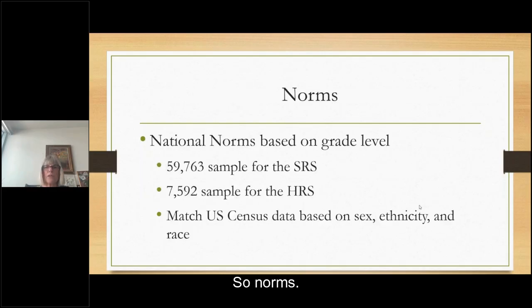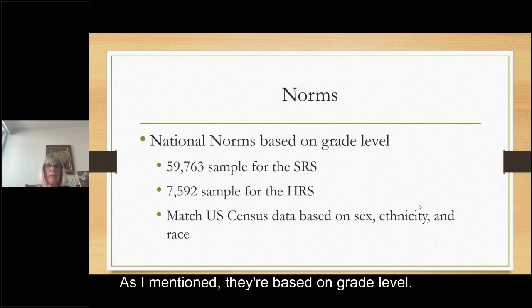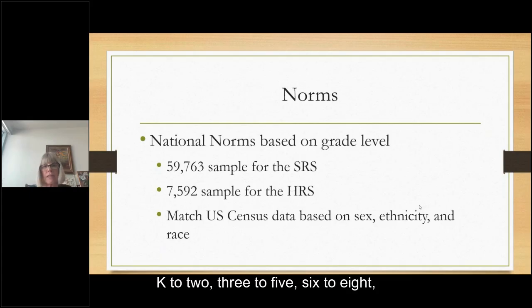Okay, so norms. We have national norms. As I mentioned, they're based on grade level: K to 2, 3 to 5, 6 to 8, 9 to 12. As you can see, we have a huge sample. This is really a very big sample for a normative sample. We had 59,000 for the school rating scale and about 7,500 for the home rating scale.